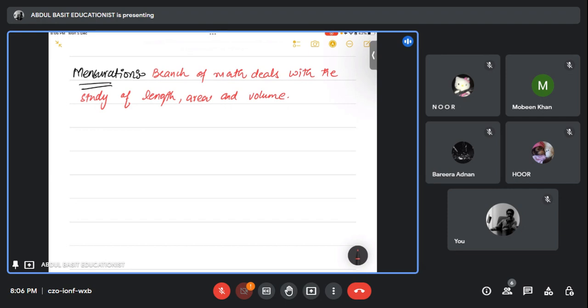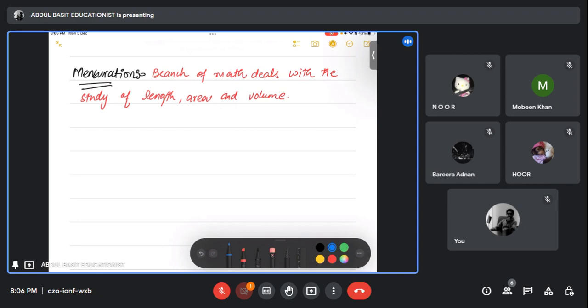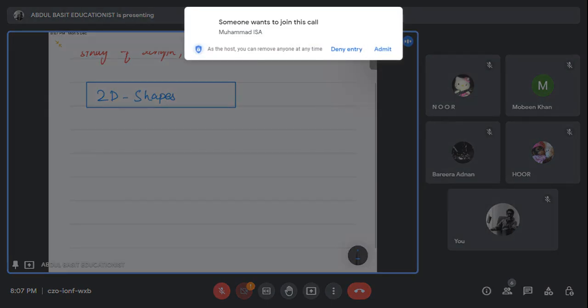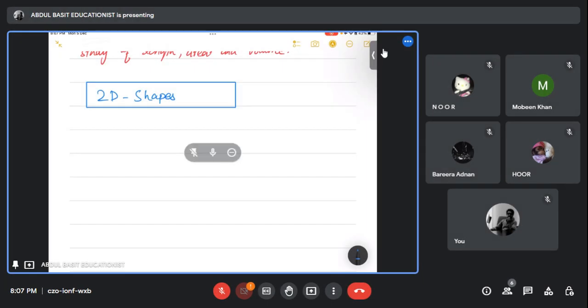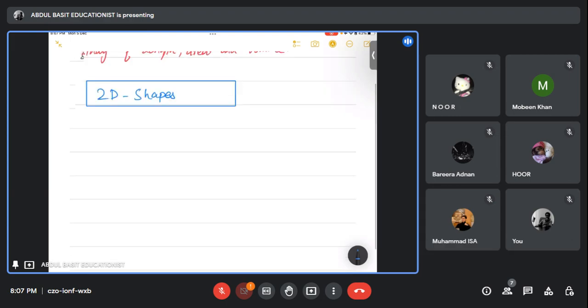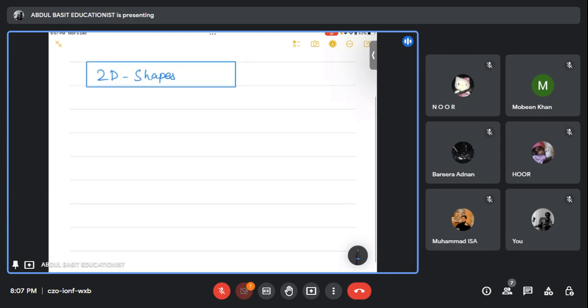So first of all, in mathematics, we have 2D shapes. We need to study what 2D shapes are one by one in detail. The first shape we have is the triangle. Okay, we just started that this branch of maths deals with the study of length, area, and volume. The first we have are two-dimensional shapes, that is 2D shapes, which we cannot touch. The first is triangle, and we are already done with what a triangle is.